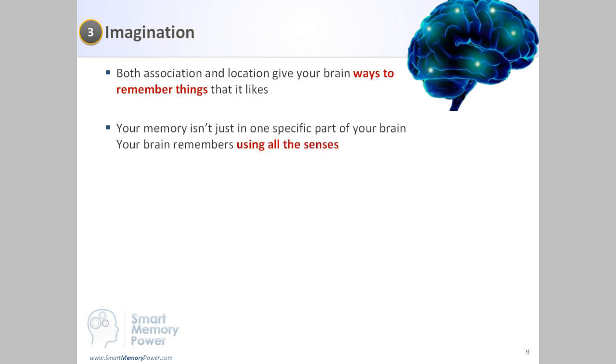Now, your memory isn't just one specific part of your brain. Your brain remembers using all of your senses. In fact, it's been recently proven that your smell memory, which is known as your olfactory memory, is actually incredibly powerful, and perhaps the most powerful of all the senses when it comes to remembering.